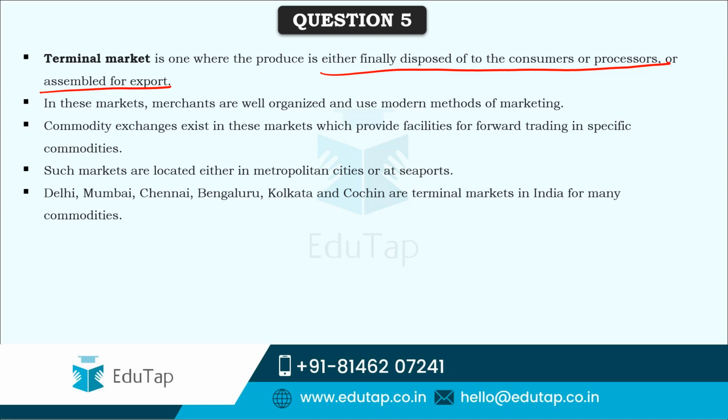And in these markets generally the merchants are well organized and they use modern methods of marketing rather than the old methods of marketing. And commodity exchanges also exist in these kinds of markets, and they are generally located in metropolitan cities, seaports or bigger cities like Delhi, Mumbai, Chennai, Bengaluru, Kolkata, Cochin. These are terminal markets in India for many kinds of commodities.